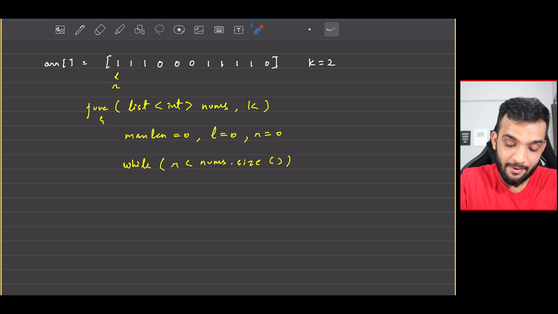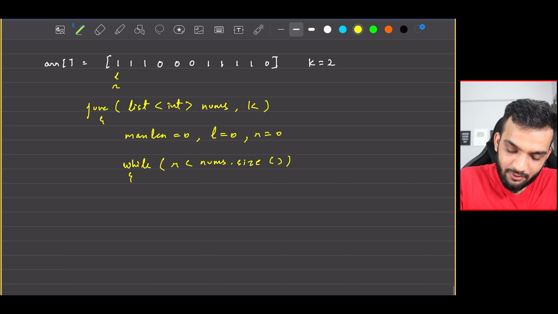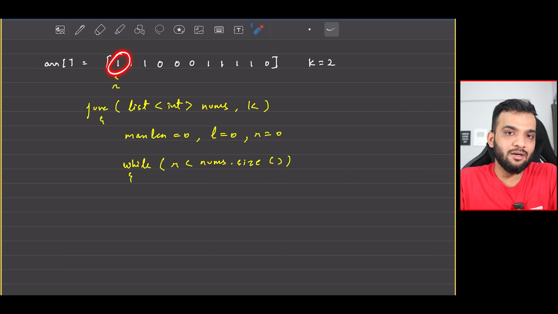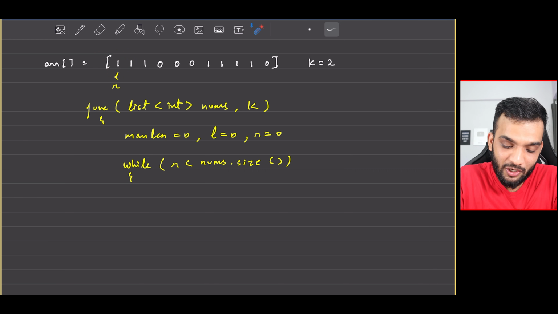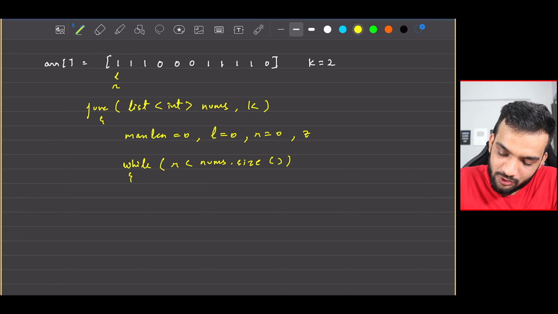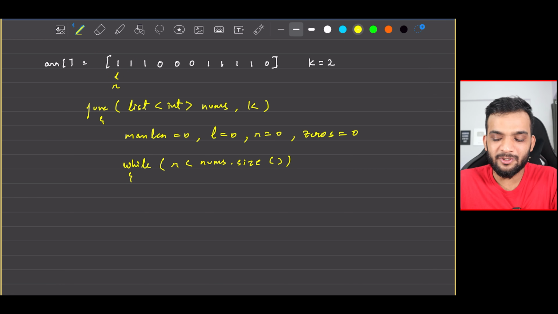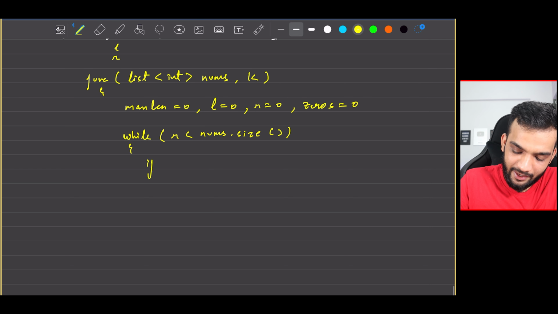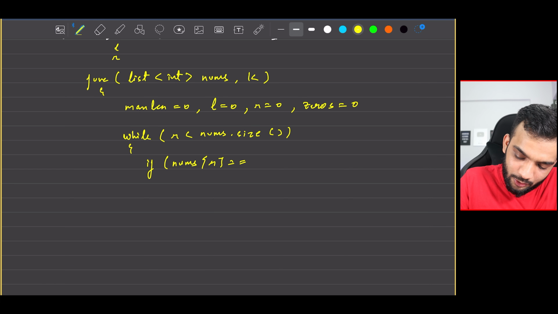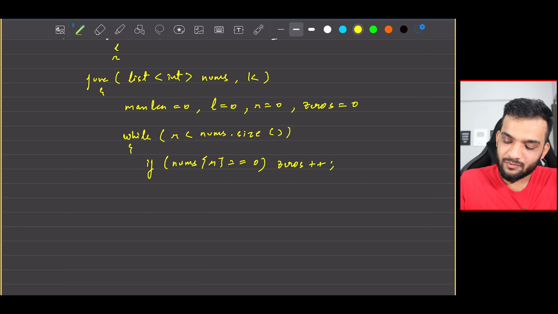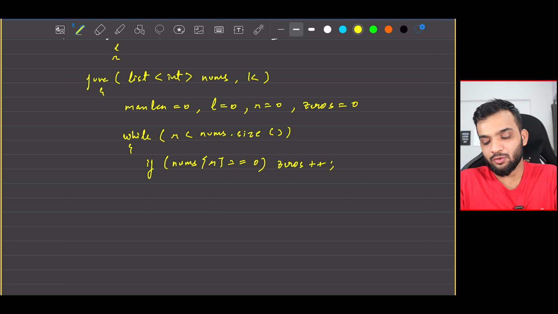I know that for sure, okay? So, initially, when the R is here, that's a 1. And I need to check. And I need to keep track of zeros as well. So zeros will be 0. So I'll be like, okay, if nums of R is equal to 0, let's increase the count of zeros.